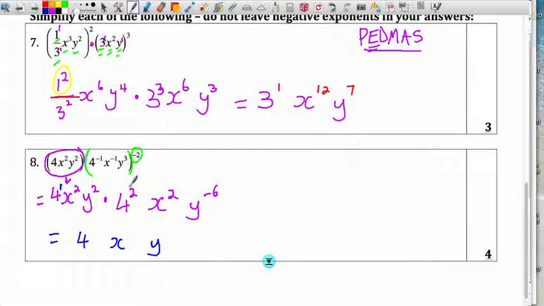So I have 4 to the 1 plus 2 is going to give me 4 to the 3, x to the 2 plus 2 is going to give me x to the 4, y to the 2 plus minus 6, so it becomes 2 minus 6, minus 4.